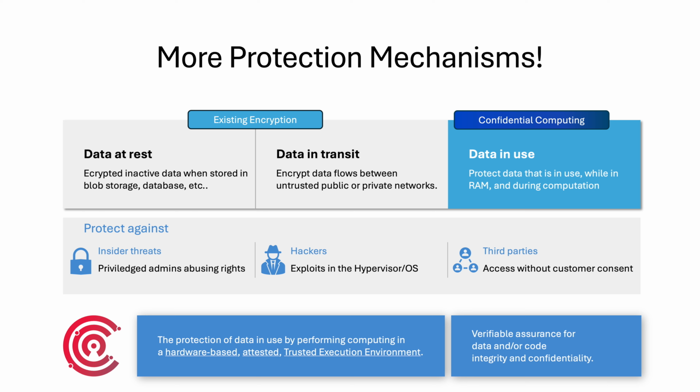Those two words, hardware-based and attested, are very crucial. Attestation gives you verifiable proof that your data and code maintain their integrity and confidentiality, and it needs to be hardware-based because security is only as strong as the layers beneath it. If a lower layer gets compromised, everything above it is at risk. That's why the security needs to be baked in at the silicon level.